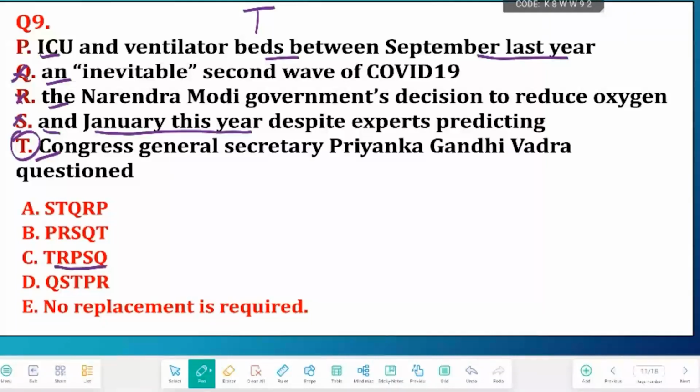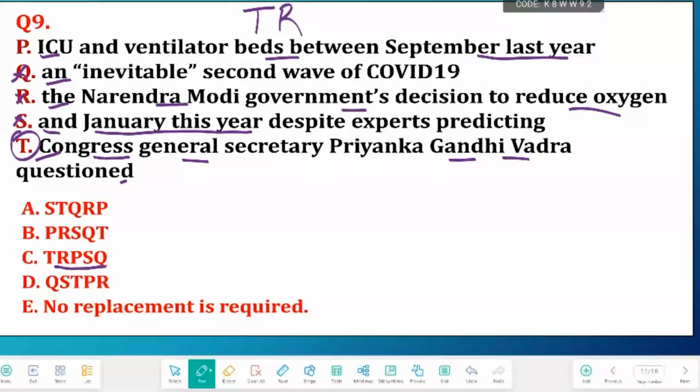So is S coming after P? Yes? After T, R is coming. Okay. After T, R is coming. Sorry, after T, R is coming, not T. So she questioned what? I'm sorry, I just fumbled over here. Congress General Secretary Priyanka Gandhi Vadra questioned what? She questioned the Narendra Modi government's decision to reduce oxygen. So T followed by R is correct.